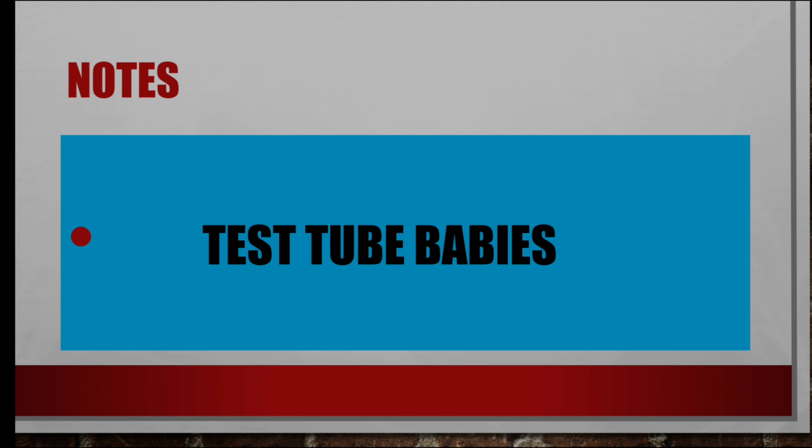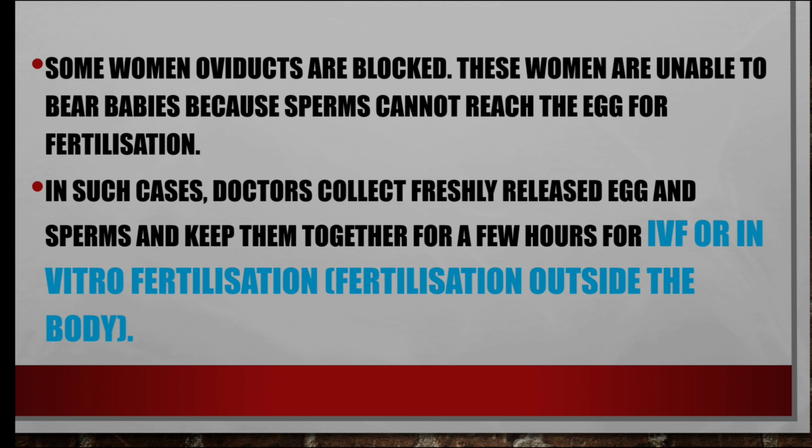What are test tube babies? In some women, the oviducts are blocked. These women are unable to bear babies because sperms cannot reach the egg for fertilization. In such cases, the doctor collects a freshly released egg and sperms and keeps them together for a few hours for IVF, or in vitro fertilization. What does in vitro fertilization mean? In vitro fertilization means fertilization outside the body.